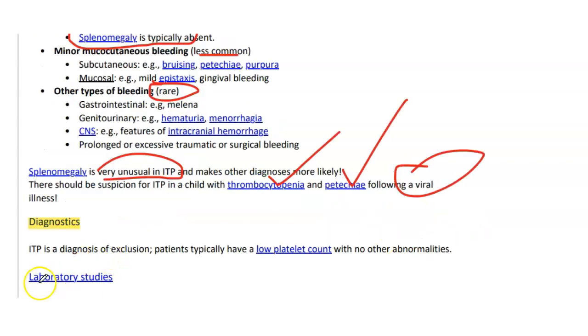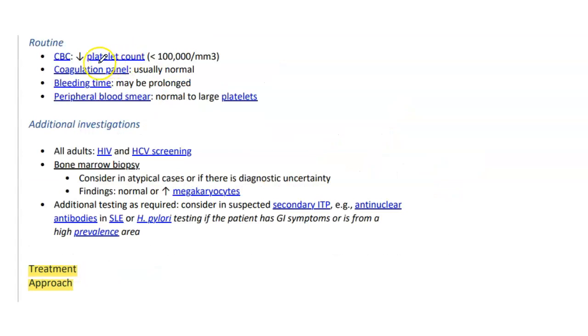So ITP is a diagnosis of exclusion. Patients typically have a low platelet count with no other abnormalities. On lab findings, you will have a decreased platelet count, usually less than 1 lakh, and the coagulation panel is usually normal. Bleeding time is prolonged, platelet count decreased, and coagulation panel usually normal. On smear, there are usually normal to large platelets. Abnormally large or small platelets should give you a hint toward other diagnoses.